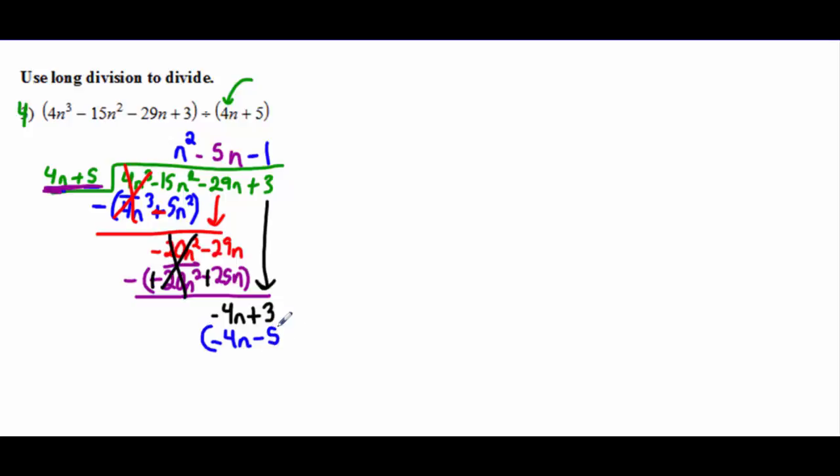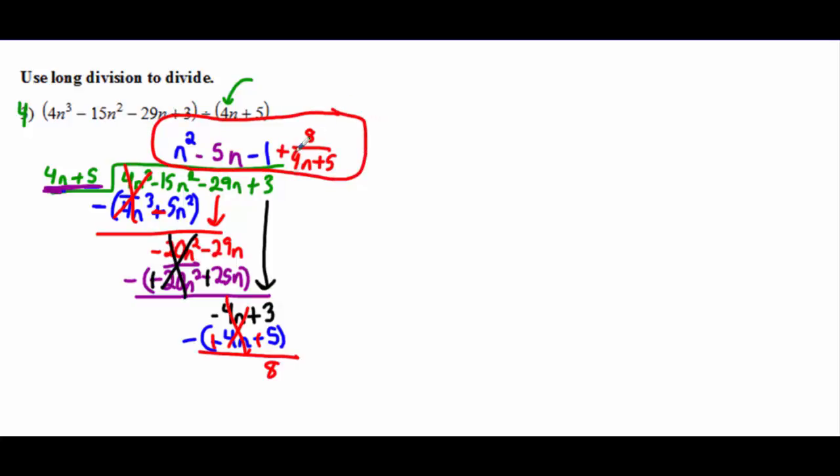I'm going to subtract those, which changes both of these to positives, so that I get this to cancel, and 3 plus 5 is 8. Since I don't have anything else to drop down, that's my remainder. Since it's a positive 8, I put plus 8 over 4n plus 5. If it had been a negative 8, I'd put minus and then 8 over 4n plus 5.